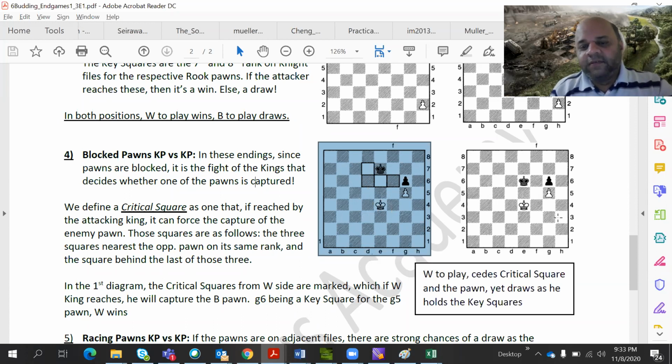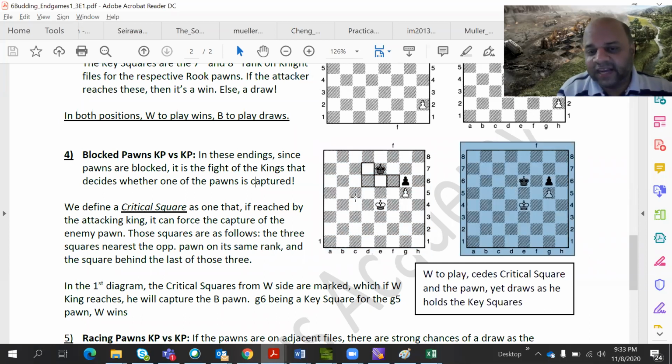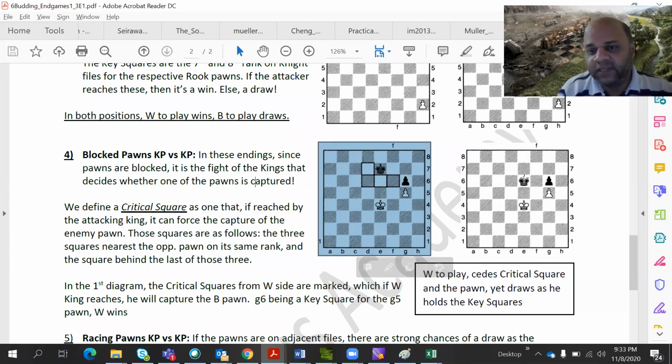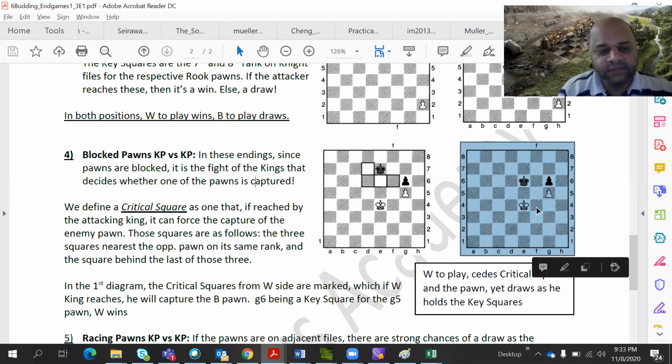Okay, in the first diagram... The second diagram is nothing but the first diagram with black to play, and black has moved his king up to the opposition. So now the second diagram is a draw, because white cannot reach it. Maybe you can say the other way around. Actually it is the other way around.